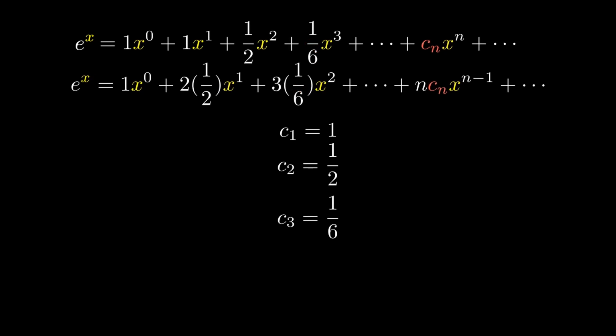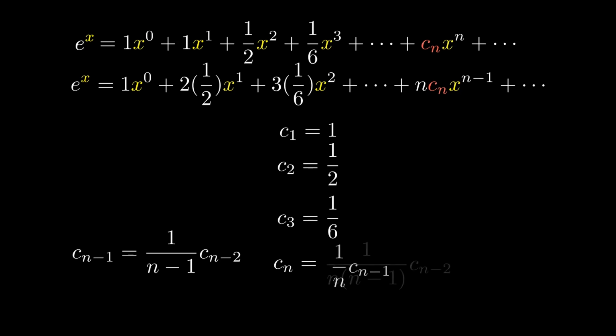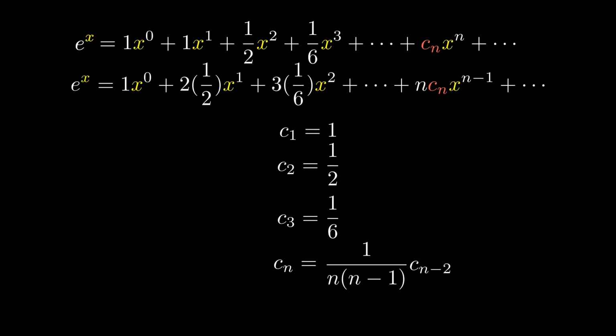If we look at the x to the n minus 1 term, we find that ncn is equal to cn minus 1, so cn is equal to 1 over n, cn minus 1. If we now sub n minus 1 into n in this expression, we get cn minus 1 equals 1 over n minus 1, cn minus 2. So subbing cn minus 1 back into the cn expression gives 1 over n minus 1, cn minus 2. We can continue subbing constants until c1, giving Cn equals 1 over n factorial times C1. But C1 is equal to 1, so Cn is equal to 1 over n factorial in general.